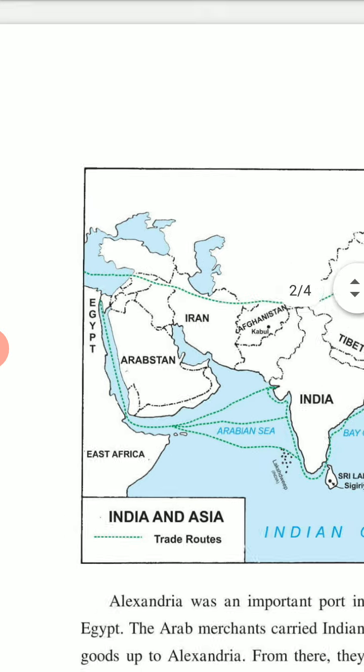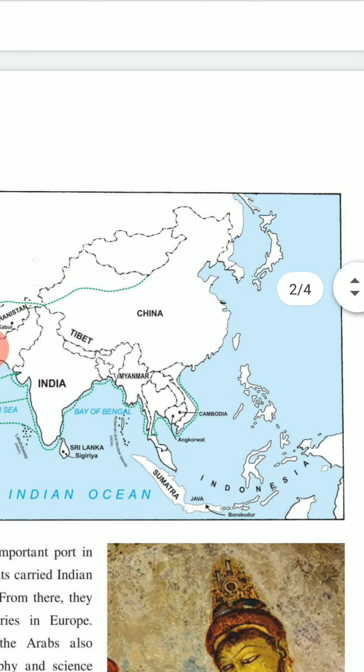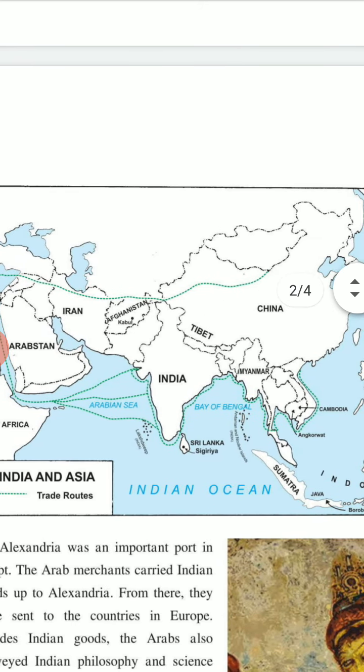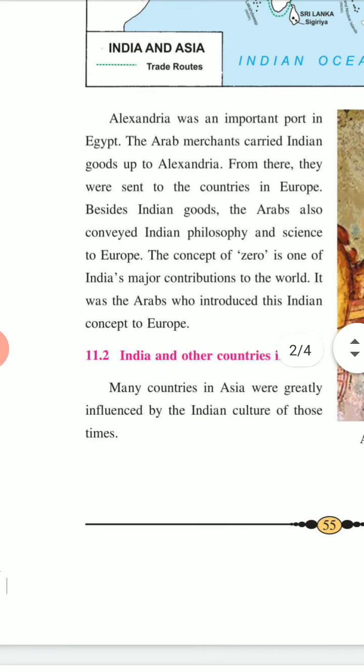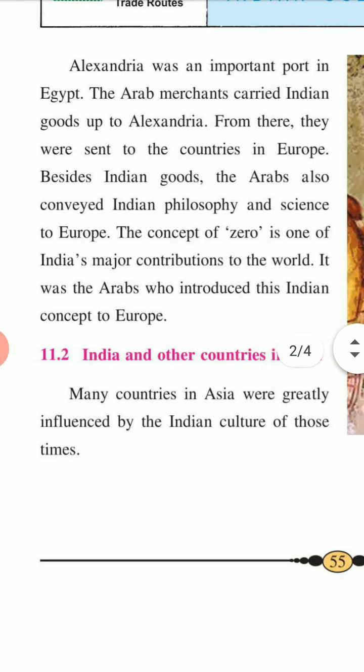India and Asia trade routes. Alexandria was an important port in Egypt. The Arabian merchants carried Indian goods up to Alexandria. From there, they were sent to countries in Europe. Besides Indian goods, the Arabs also conveyed Indian philosophy and science to Europe. The concept of zero is one of India's major contributions to the world. It was Arabs who introduced this Indian concept to Europe.